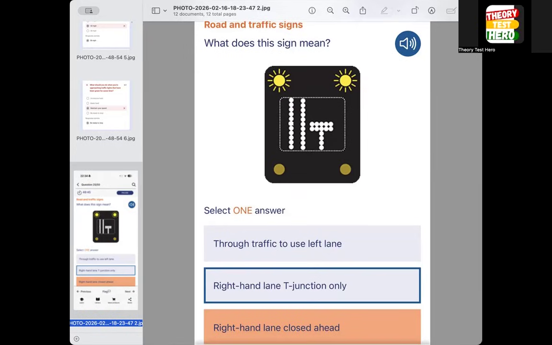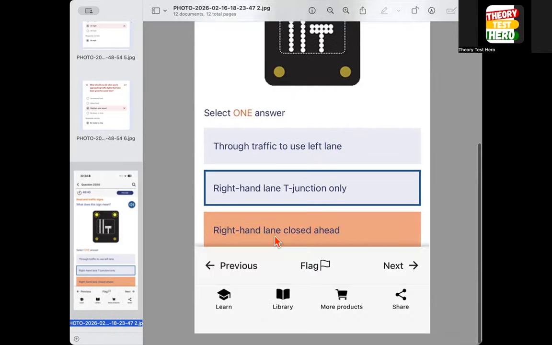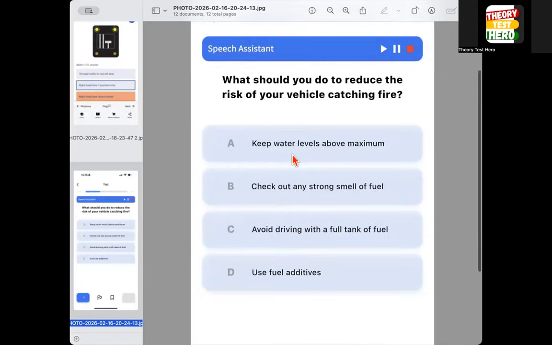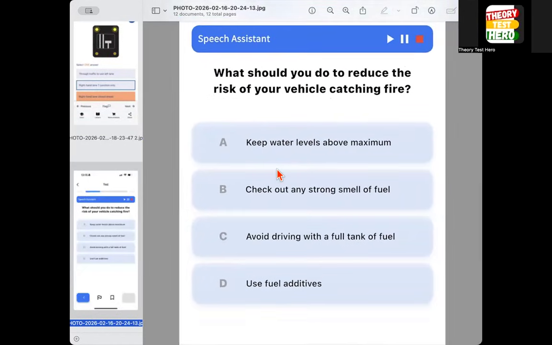You're saying you got it, but you need more explanation. As in, you still need me to explain more, or you understand now? Okay, no. Okay, awesome. What should you do to reduce the risk of your vehicle catching fire?